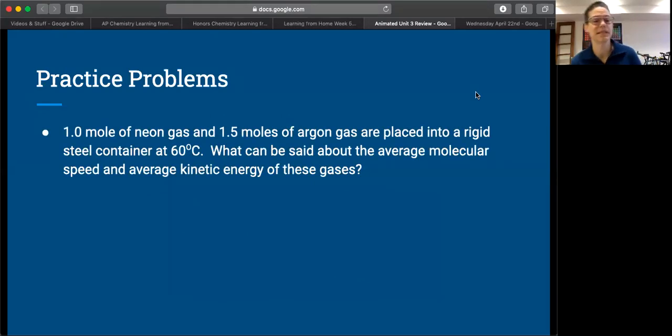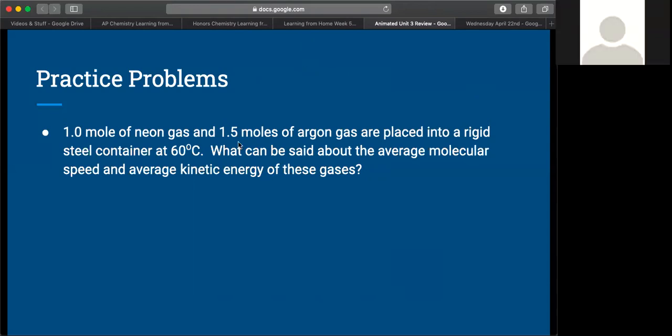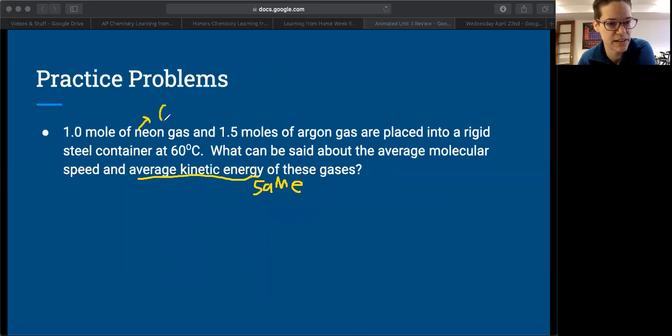Okay, so I've got some neon and some argon in a container. What can be said about the average molecular speed and the average kinetic energy of these gases? Again, there are no calculations here. One of those is easier to tackle than the other. The kinetic energy is the same. Yes. And the neon is faster on average. Yes, the neon is going to be faster.